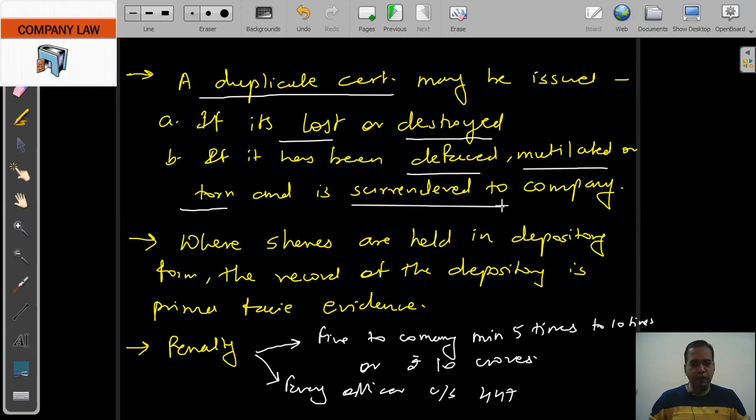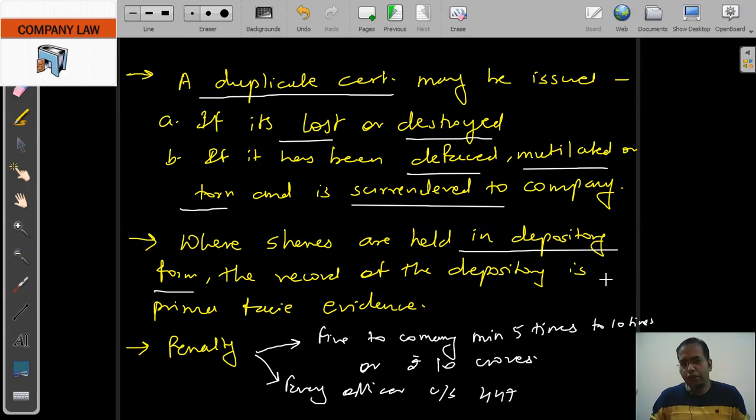The record should be properly maintained. When a new share certificate is issued, that entry has to be made again in the register of members. Where shares are held in depository form, a record of the depositories is prima facie evidence. We have two depositories in India, mainly NSDL and CDSL.